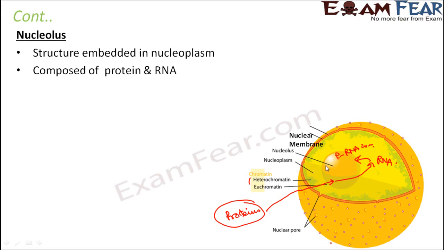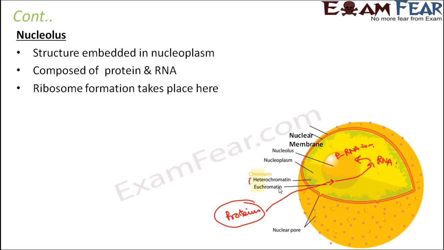Now, there is one particular region where all these protein RNA complexes are formed. This area becomes very dense due to the high density of protein RNA complexes, and this area is nothing but the nucleolus. So now you understood nucleolus is not a membrane bound structure. It is just the area where the protein RNA complex density is very, very high.